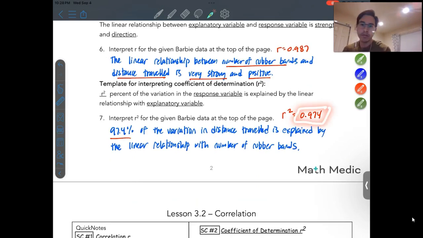So this is really a proportion multiplied by 100 to make it a percentage. 97.4% of the variation in distance traveled, that's the response variable, is explained by the linear relationship with number of rubber bands. That's the explanatory variable. So you're really just going to take the template and change 1, 2, 3 things in it, depending on the context and the value that you have.